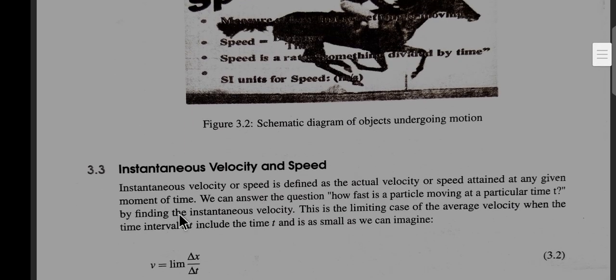All right, moving to the next part, we have instantaneous velocity and speed. Instantaneous velocity or speed is defined as the actual speed attained at any given moment of time. We can answer the question, how fast is the particle moving at a particular time t, by finding the instantaneous velocity.